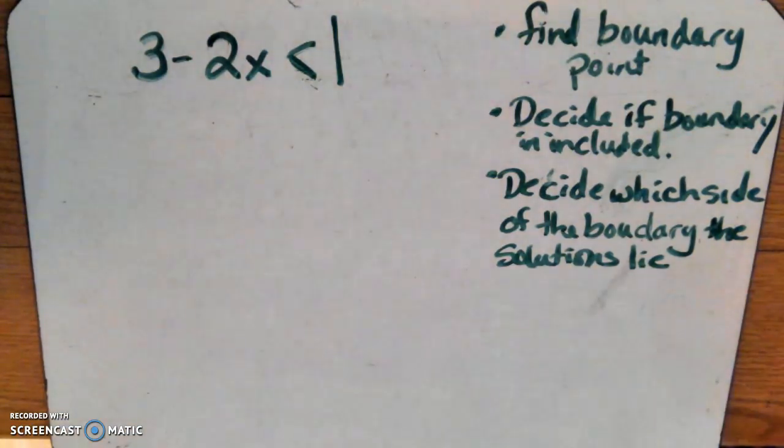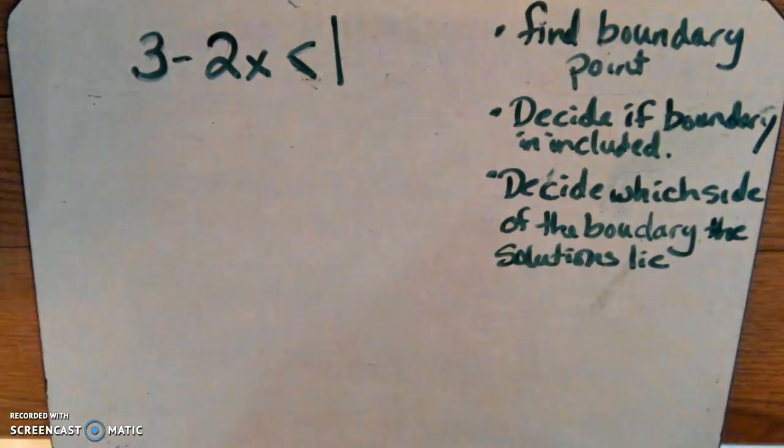Okay, now that we know what inequalities are, we are going to solve a one variable inequality. There are 3 steps, and I'm going to go through them. The first step is we're going to find the boundary, and we have to find the boundary point. Then we have to decide if that boundary point should be included in our solutions, and then we decide which side of the boundary point the solutions should lie.